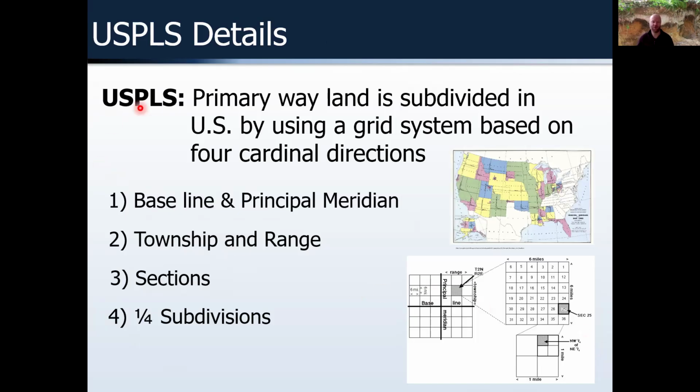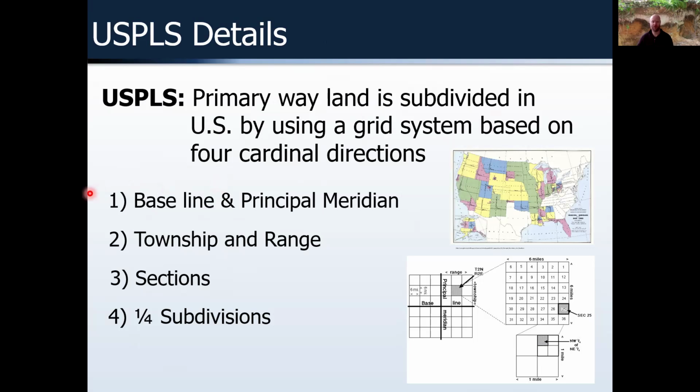Another way to subdivide Earth into a grid system within the US is called the US Public Land Survey. This is the primary way that land is subdivided within the US, using this cardinal direction grid system, with the four cardinal directions of north, east, south, and west.